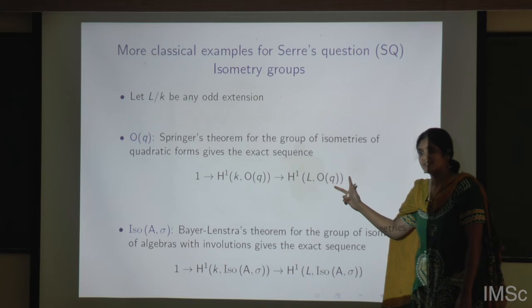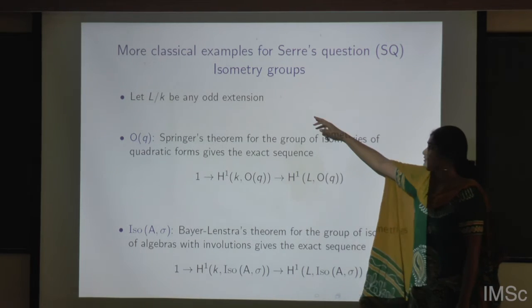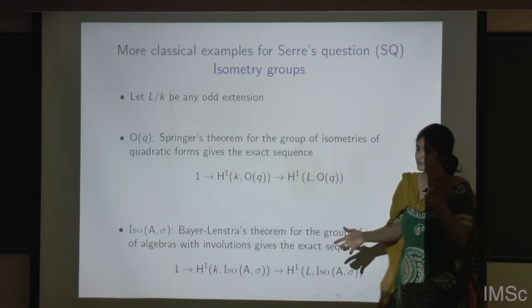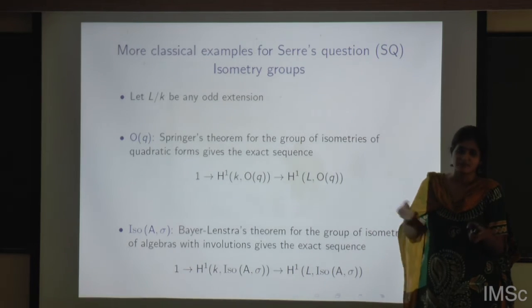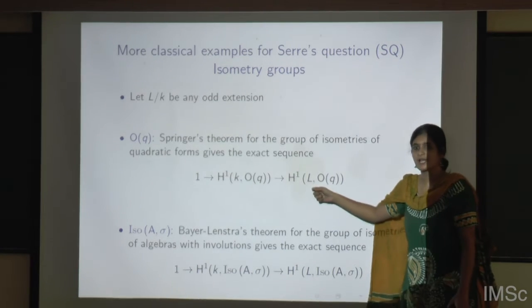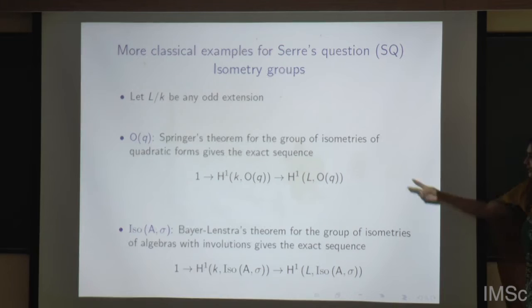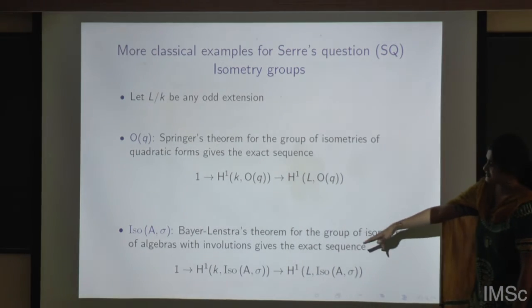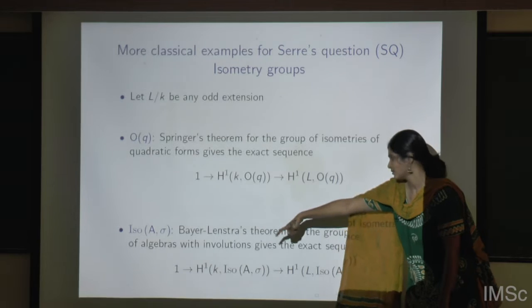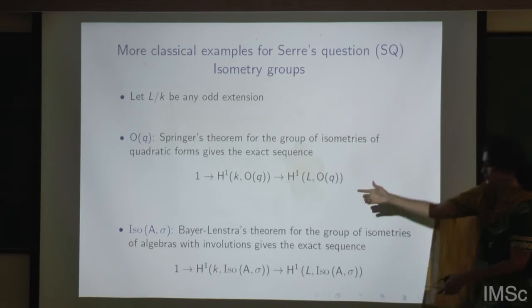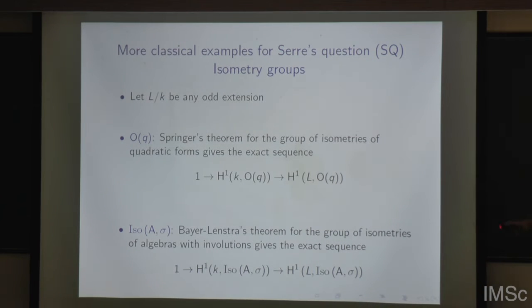How does this answer Serre's question? So remember, in Serre's question you had a bunch of co-prime degree extensions where the elements become trivial. So all of them cannot be even, right? One of them has to be odd. So this will answer Serre's question for that. And Bayer-Fluckiger and Lenstra generalize this for isometry groups. So you have an algebra with an involution, and then you have this isometry group, and you have a similar result there. Okay, so the upshot is you know Serre's question for some nice classical groups.